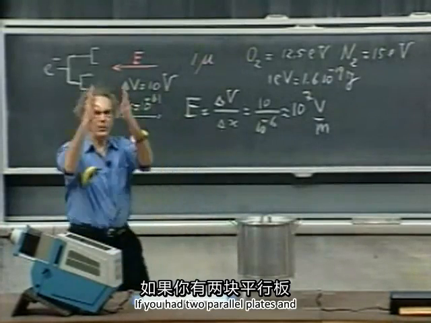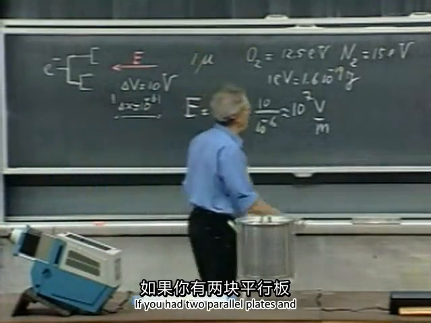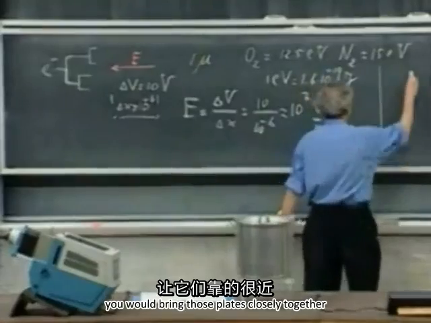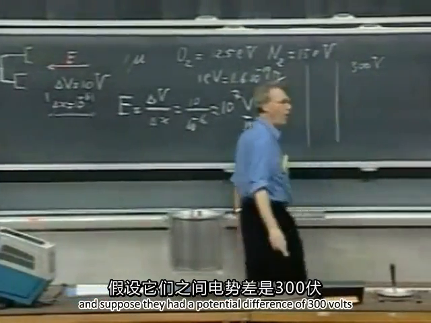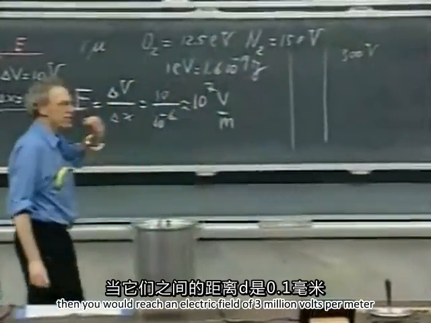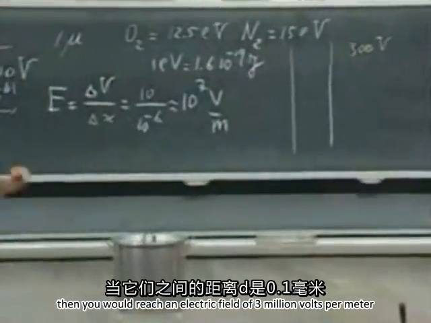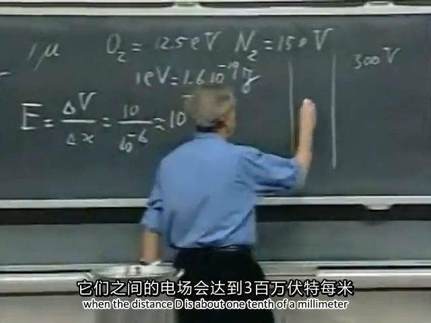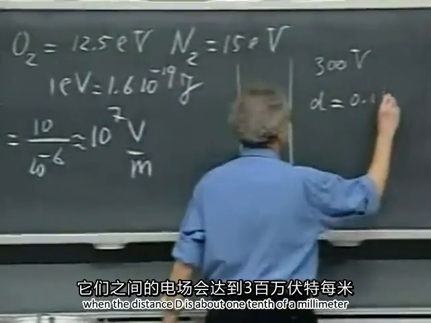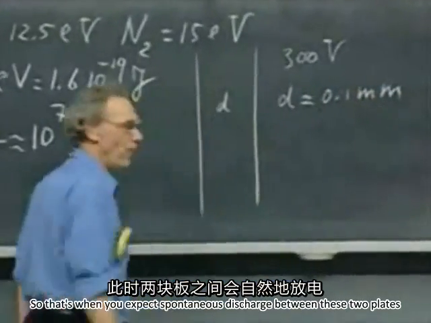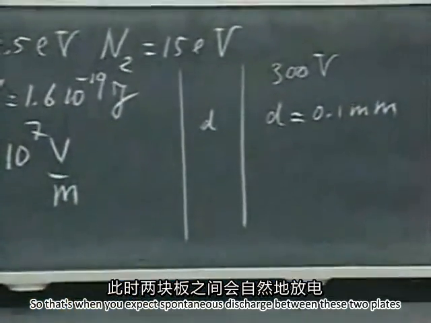If you had 2 parallel plates, and you would bring those plates closely together, and suppose they had a potential difference of 300 volts, then you would reach an electric field of 3 million volts per meter when the distance d is about 1/10 of a millimeter. So that's when you expect spontaneous discharge between these 2 plates.